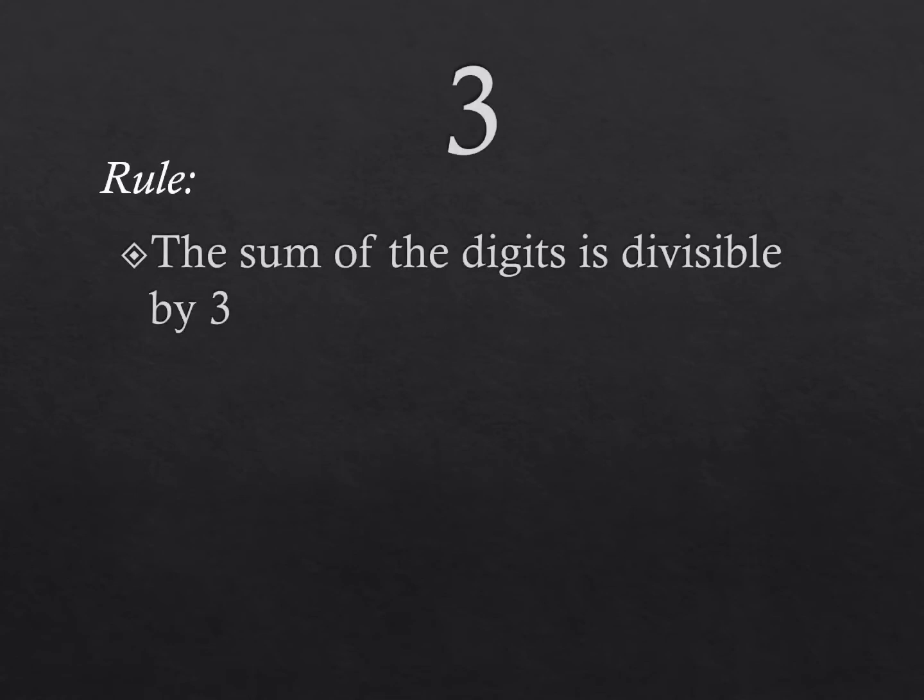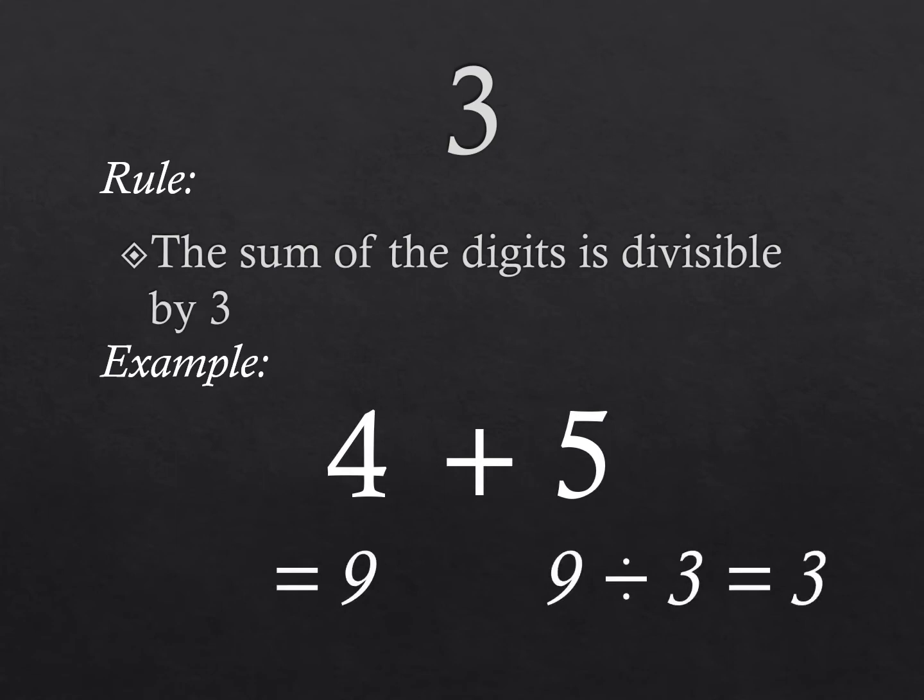Moving ahead, for 3, the sum of the digits is divisible by 3. Let's say I have got 45. What we will do is add the digits that this number has. The digits are 4 and 5. We'll add them up, which is 9. And since 9 is divisible by 3, we can say that 45 is also divisible by 3.